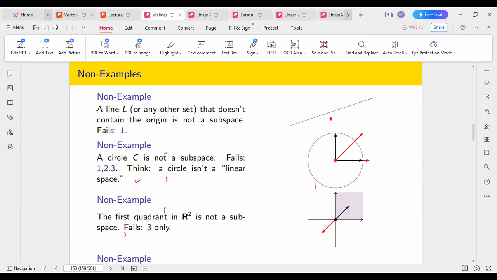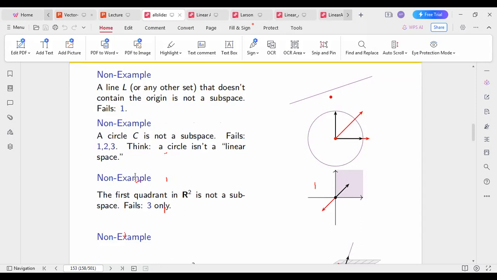Now, non-example: a line L, or any other set that does not contain the origin, is not a subspace because it does not satisfy the first condition of a subspace. Non-example: a circle C is not a subspace because a circle is not a linear space. That means it is not possible to be closed under addition.